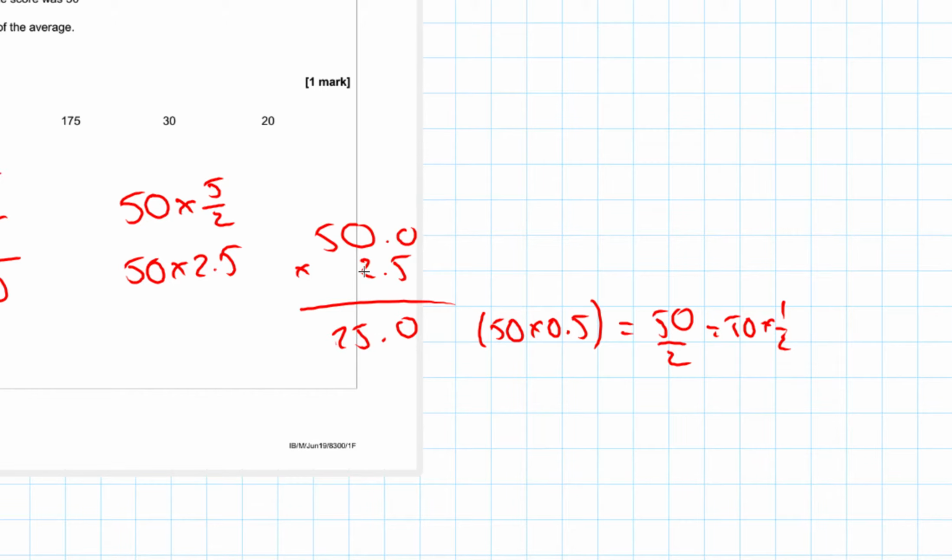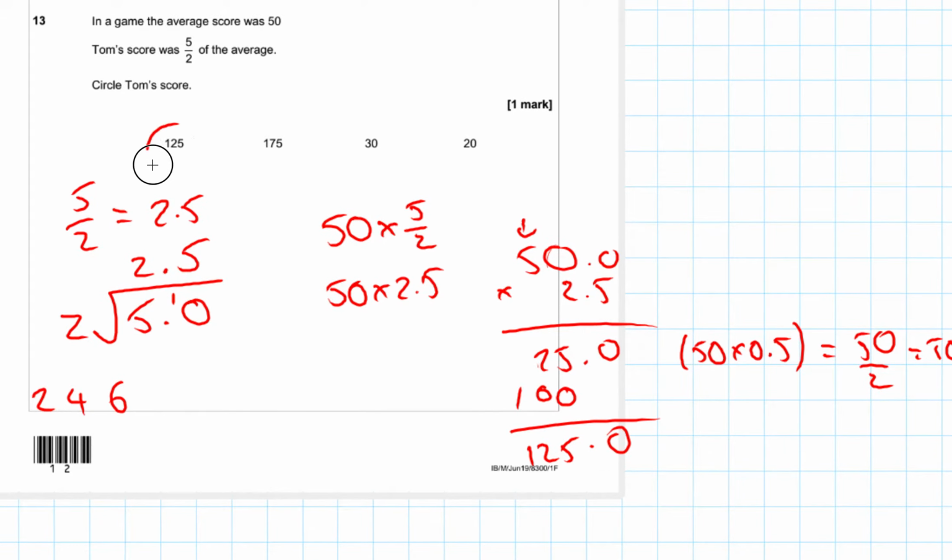The next one we've got is 2 times 50. Again, we add a 0 because we're starting from this one here, so we add a 0 to compensate for that. Then 5 times 2 is 10. So 50 times 2 is 100, and that gives you 125 as an answer.